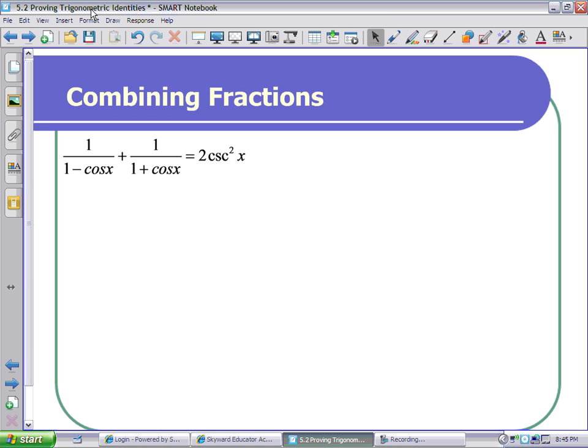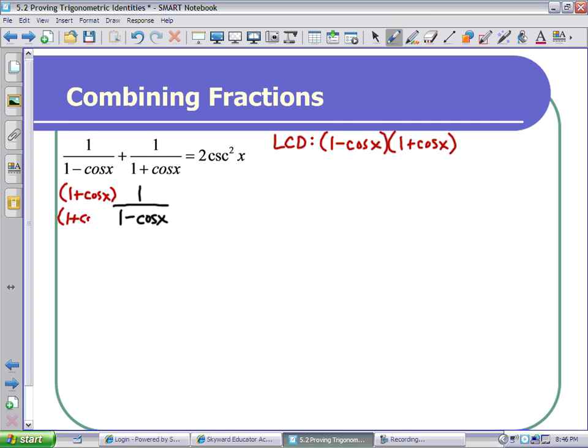have common denominators. Here, our least common denominator is going to be 1 minus cosine x times 1 plus cosine x. If we look at our first fraction, it says 1 over 1 minus cosine x. That's missing 1 plus cosine x, so I have to multiply the numerator and the denominator by 1 plus cosine x.